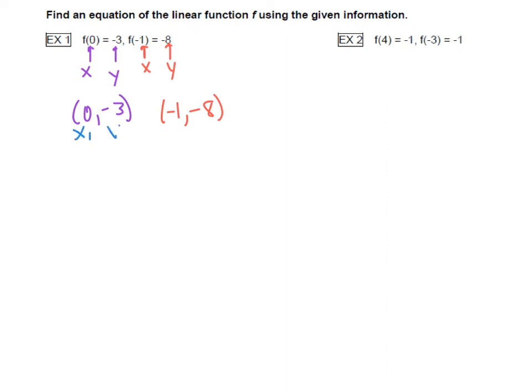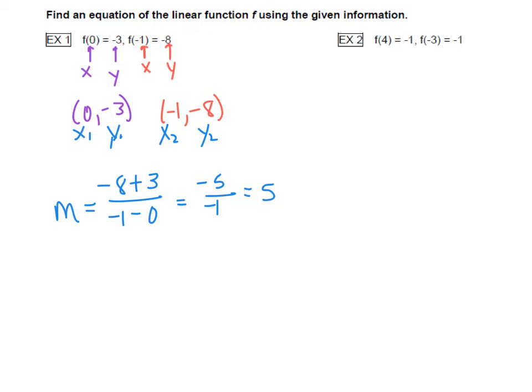Go ahead and label them x1, y1, x2, y2, and let's write an equation. We don't know our slope, so that's where we're going to start. Our slope is equal to y2 minus y1, which is a negative 3, so it becomes plus, over x2 minus x1, which is 0. Negative 8 plus 3 is negative 5 over negative 1, which equals a positive 5.